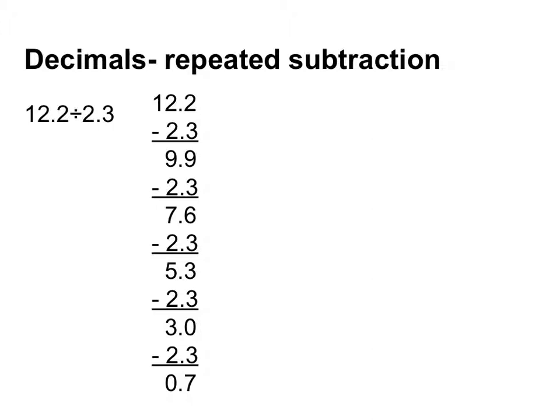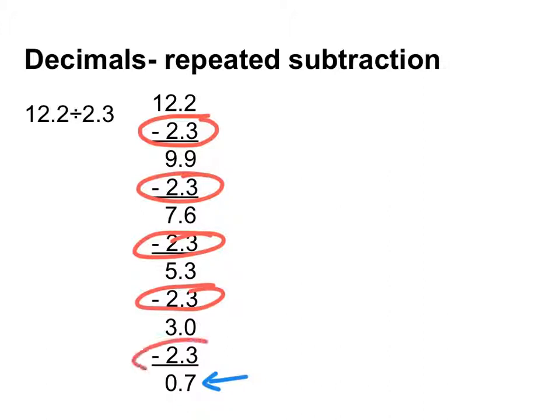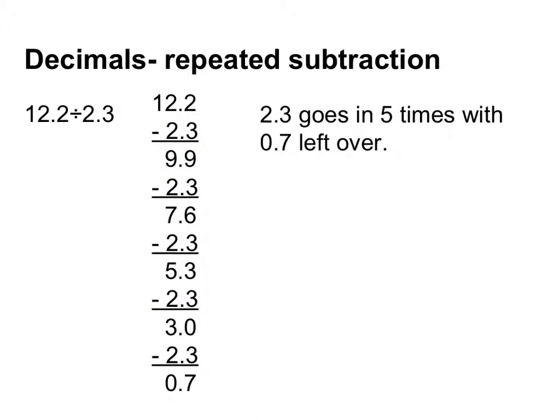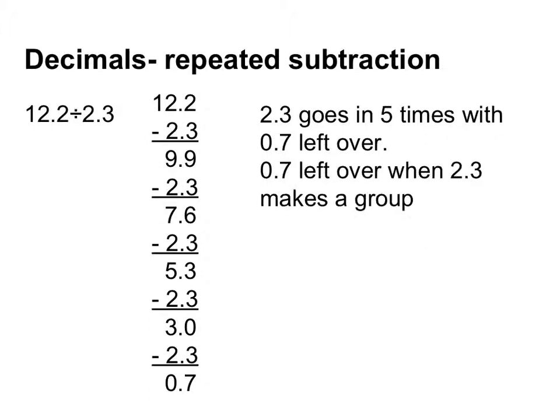Okay, decimals with repeated subtraction. So here's 12 2/10 divided by 2 3/10. So I did the subtraction for you, subtract, and then I was left over. I have 7/10 left at the end. So right now, I know just by looking at this work that I've subtracted it 1, 2, 3, 4, 5 times. So I know my answer is 5 and something, some part of a group. Not quite 6, didn't go in 6 times, but it went in 5 times. Okay, so we know it goes in 5 times with 7/10 left over, so we need to figure out what to do with that 7/10.